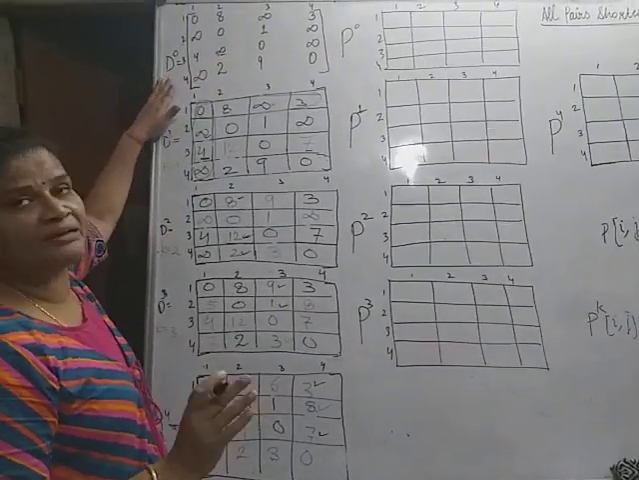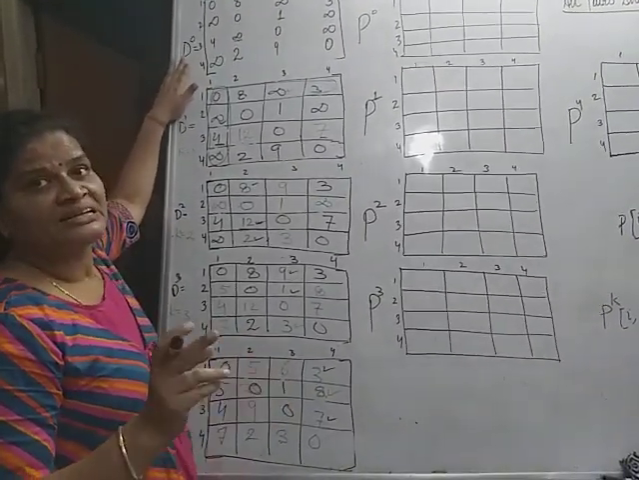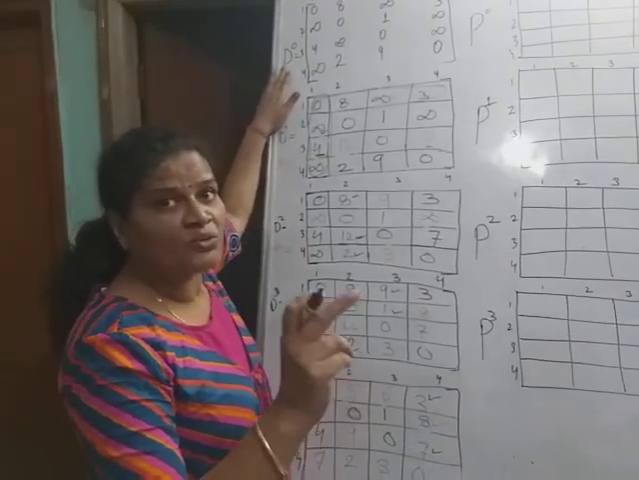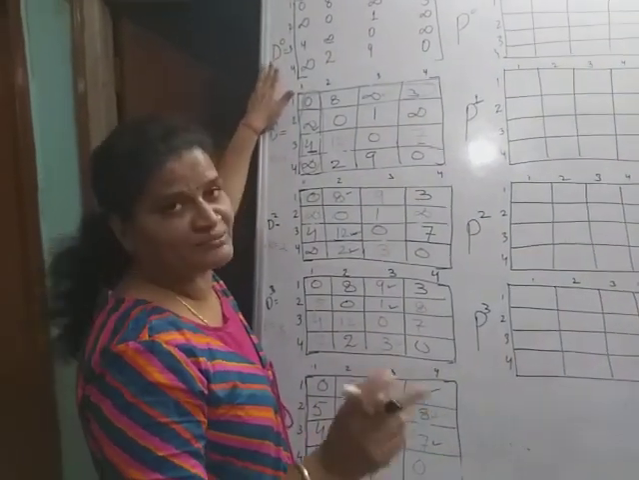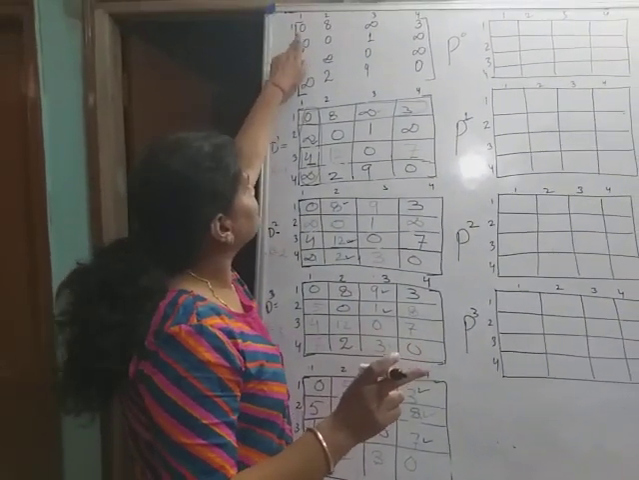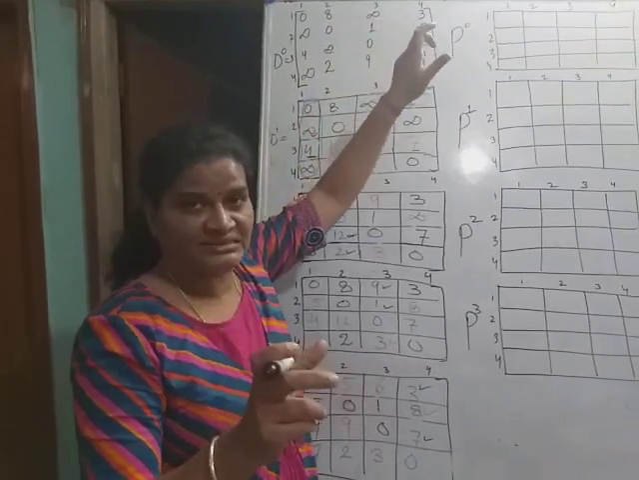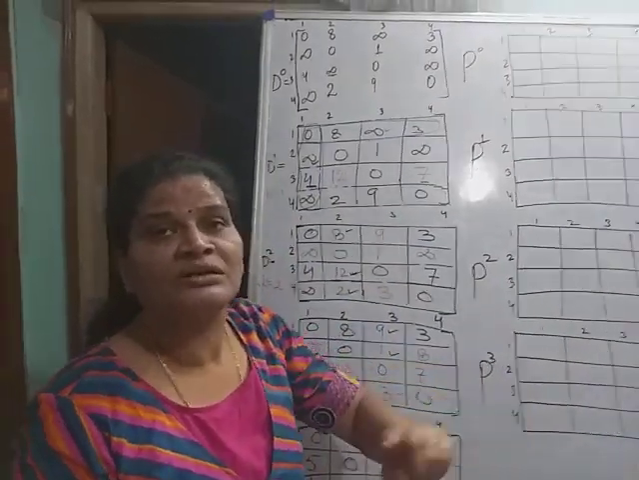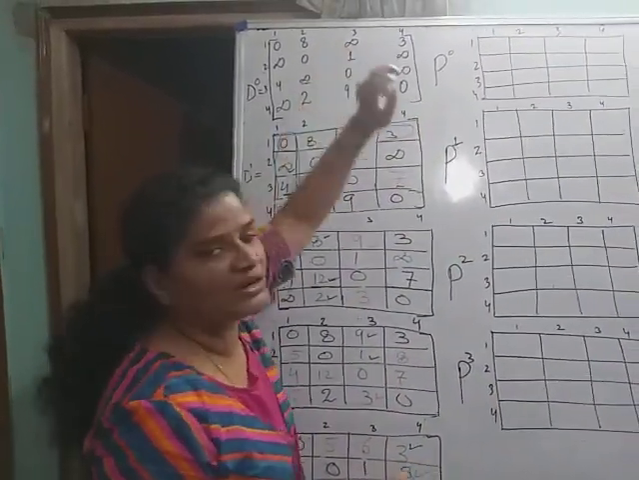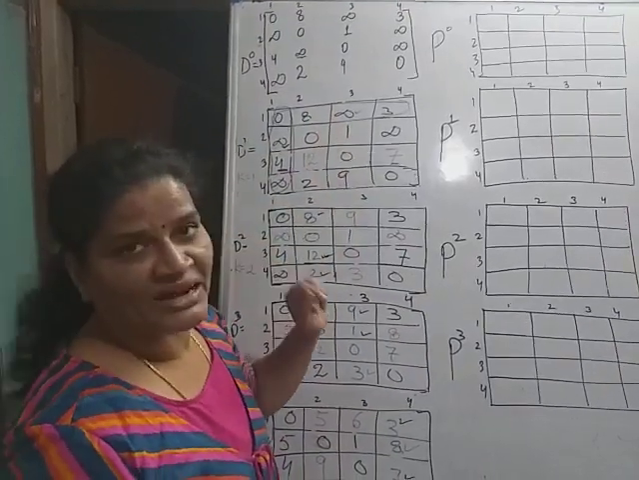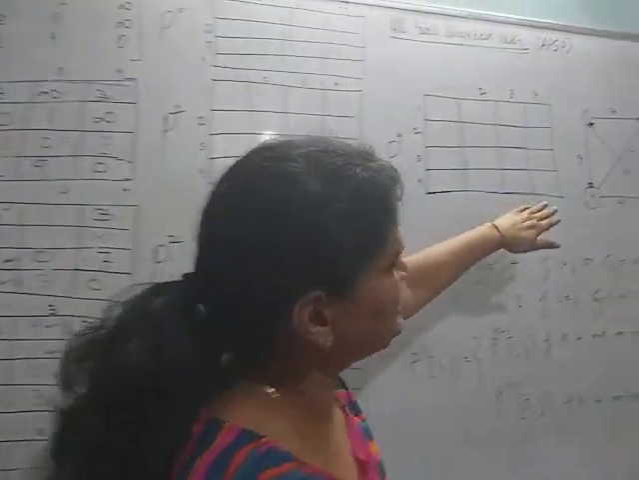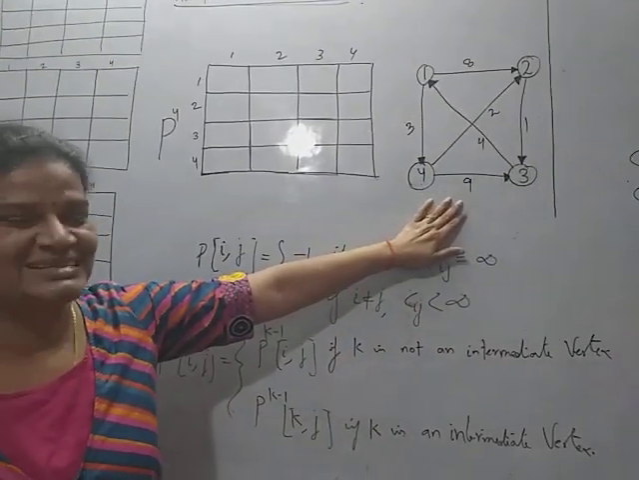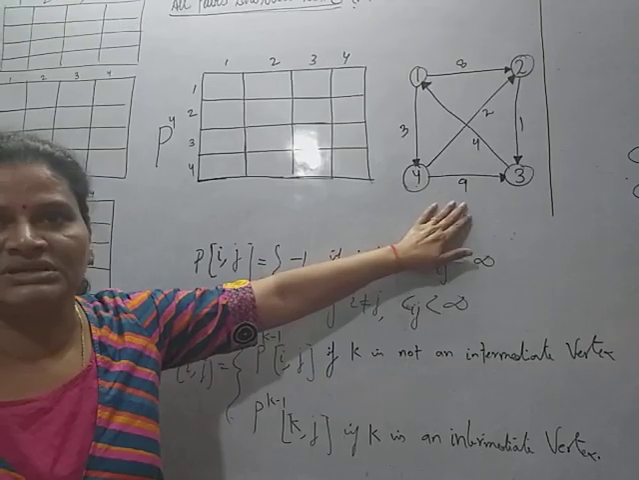D0 is simply the same as the cost matrix, because D0 means I am considering the path from every vertex i to j without any intermediate vertex. If there is a direct edge from i to j, then its cost is there. If there is no direct edge from i to j, then the corresponding entry is initialized with infinity. This D0, or the cost adjacency matrix, corresponds to this graph.